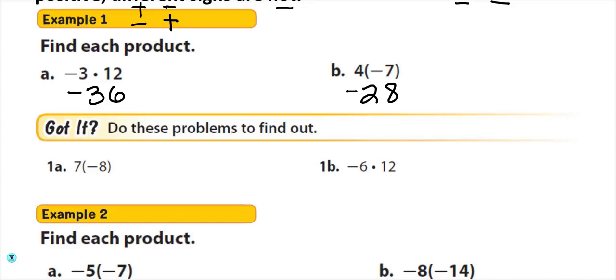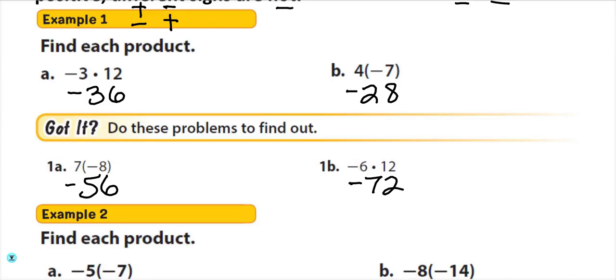All right, let's take a look. So we have 7 times negative 8. So we have 7 times 8, which gives us 56. We have different signs. Same signs are positive, different signs are not. So that makes it negative. Okay, let's take a look at 1B. So negative 6 times 12. So we have 72. And then again, we have different signs are not, so that makes it negative.